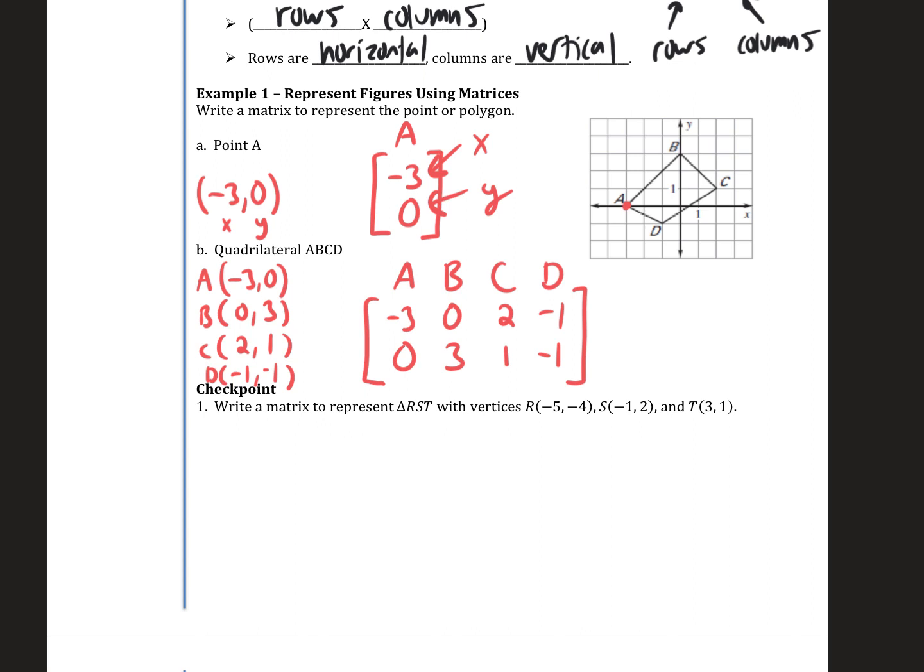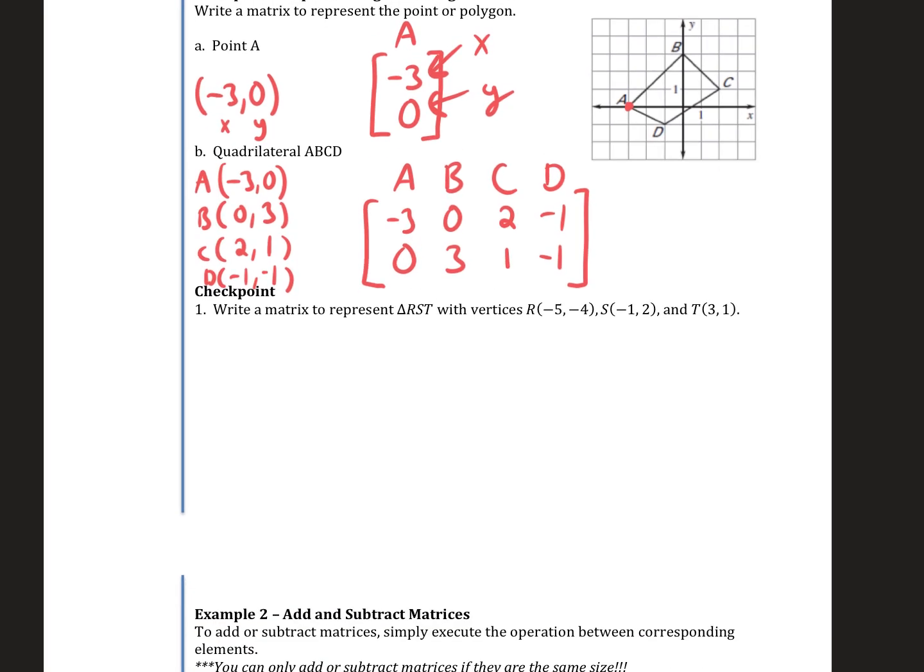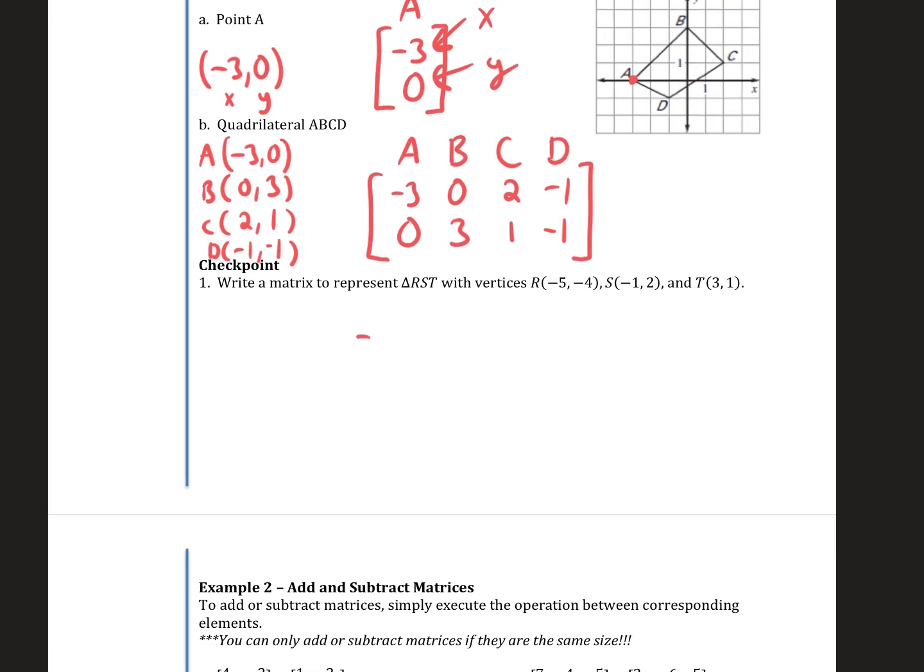Okay. All right, we have a checkpoint. It's a very similar thing. We have a triangle RST with these vertices. See if you can do that really quick. Go ahead. All right, so RST. We have R, S, and T. What you should have gotten for this: R is -5 for x and -4 for y. For S, we had -1 and 2 for y. For T, it was 3 and 1 for y. Cool, and there we go.